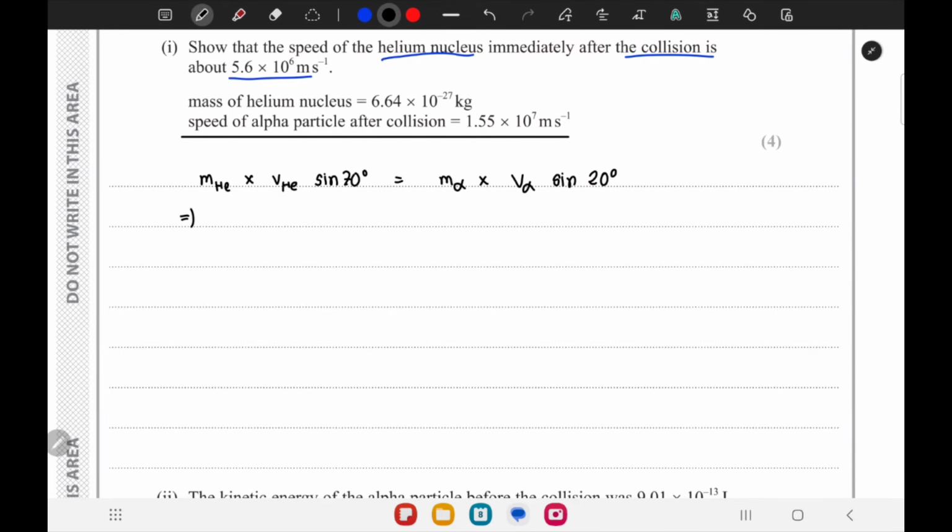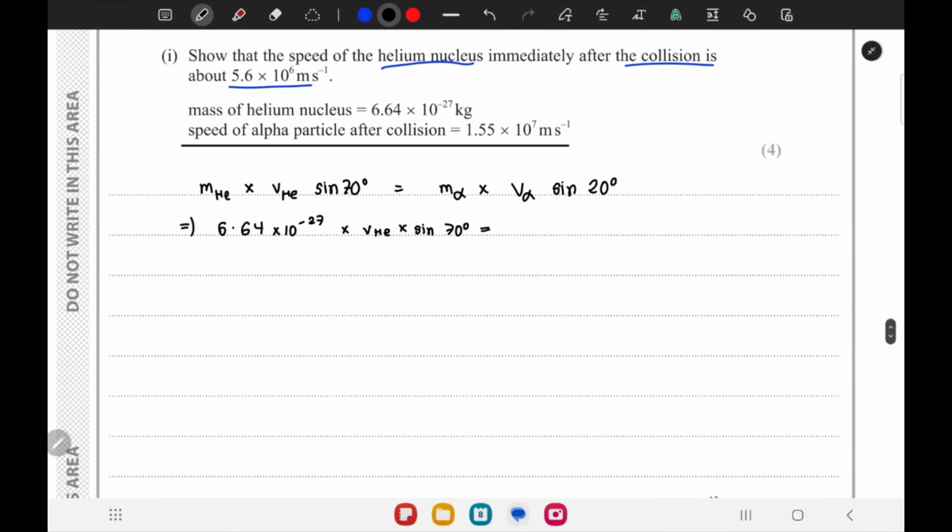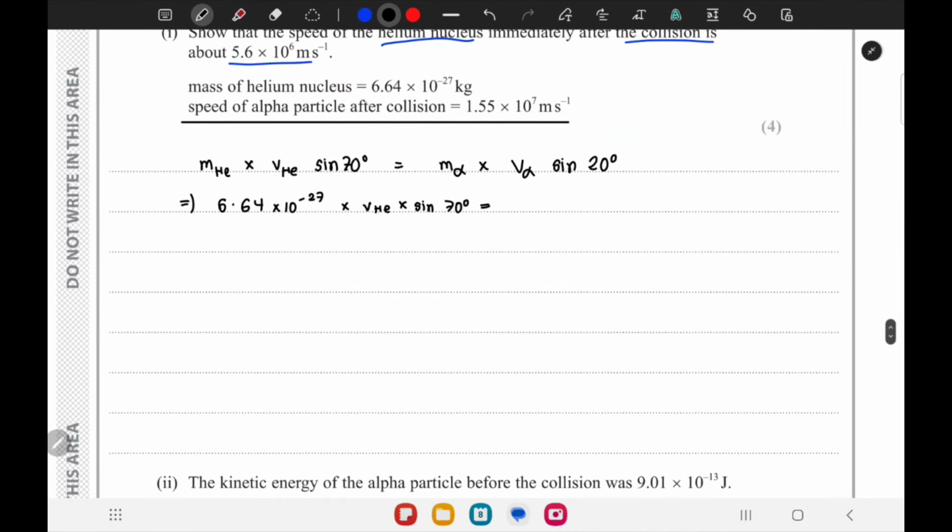The mass of helium nucleus is 6.64 into 10 to the power minus 27. The velocity of helium is unknown, so we have to find that, and we have a sine 70 over here. Alpha particles are basically helium nuclei, so the mass would be the same, 6.64 into 10 to the power minus 27 times its velocity, which is 1.55 into 10 to the power 7, and we have to take the left right component, so sine 20.